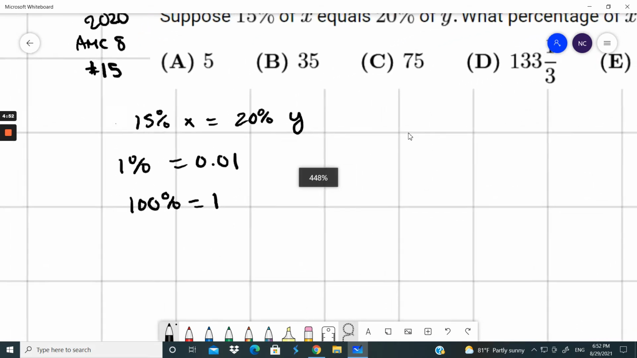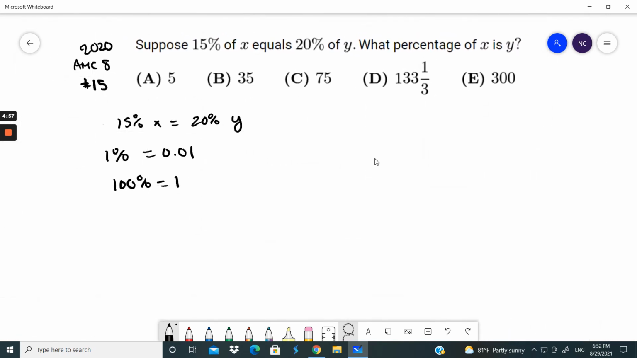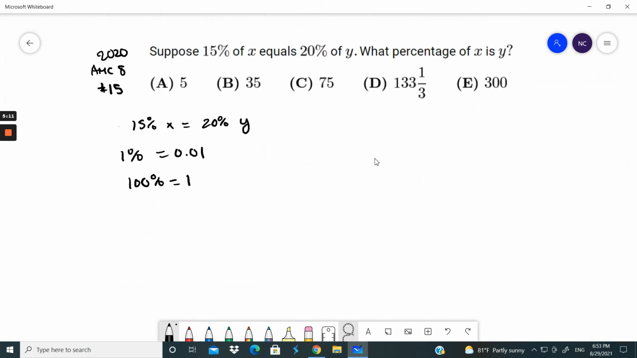However, if you're multiplying something by a percent that is less than 100%, you're multiplying by a decimal that is essentially a percent, which means of 100. So 1% is going to be 0.01 just because it takes 100 hundredths essentially to make 1. So what this 15% of x is essentially saying is x multiplied by 0.15. And what 20% of y is saying is 0.2 multiplied by y.